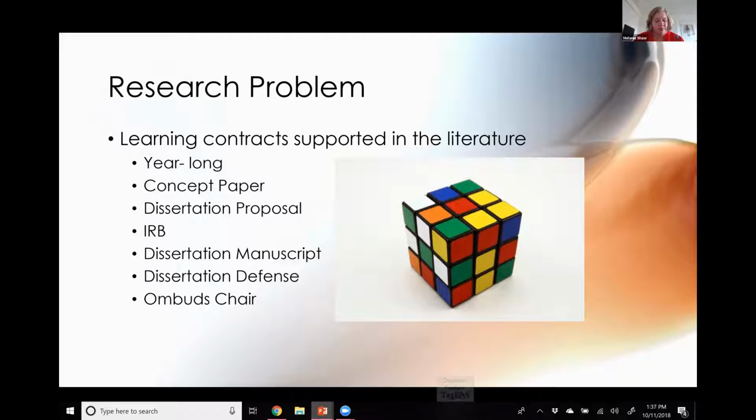We had them identify in the learning contract when they would meet the various milestones. In this case, we had a concept paper, which was like the prospectus. We had the dissertation proposal, chapters 1 through 3. We had the IRB application approval. We had the dissertation manuscript, so chapters 1 through 5, and then the final dissertation defense.